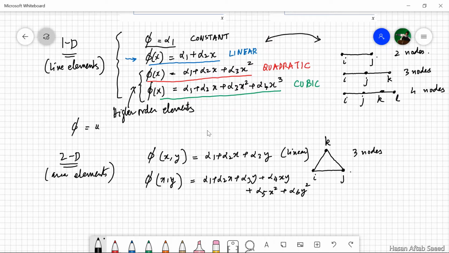Now this one needs 6 coefficients to be calculated, and that means we need 6 nodes. So if in addition to these 3 nodes which were already there in the linear element, we add 3 more intermediate nodes, we get a number of 6 nodes, again which fits nicely with our requirement. Now in this case, this is a quadratic displacement function.